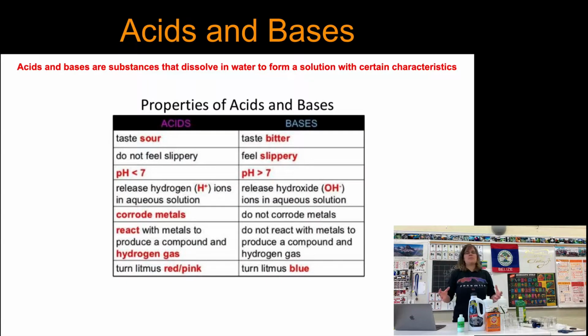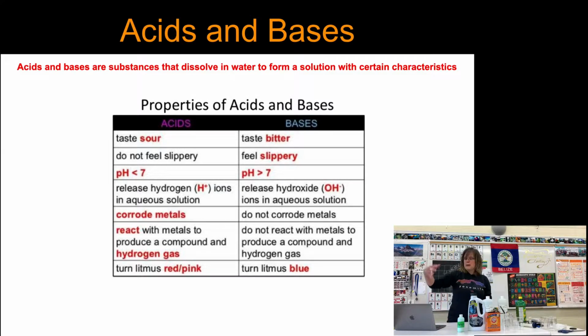So here's just a summary of what we just talked about for the properties of acids and bases. You'll need to know this for the worksheet that you're about to do, but acids taste sour, they don't feel slippery, their pH is lower than 7, which we'll talk about in a sec. They release hydrogen ions, which is extremely important, which we'll talk about in a second. They corrode metals, which we talked about. They react with metals to produce hydrogen gas, and they turn litmus paper red or pink.